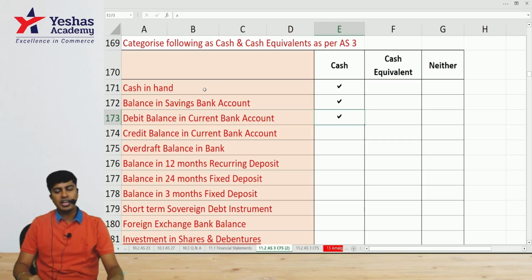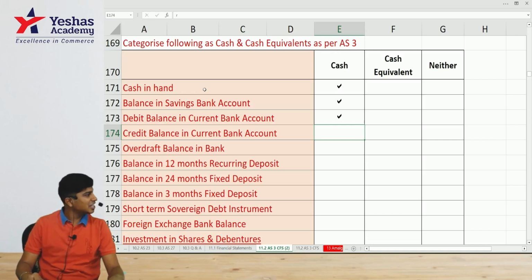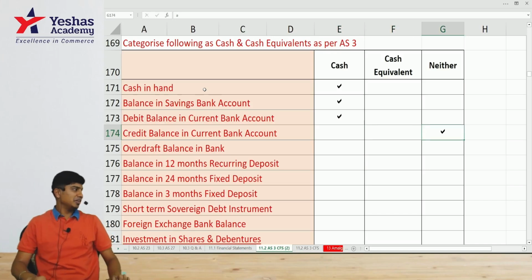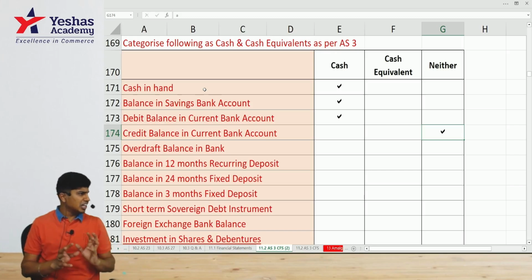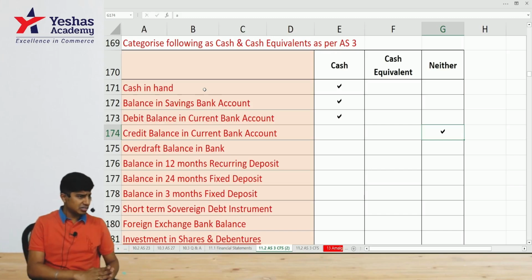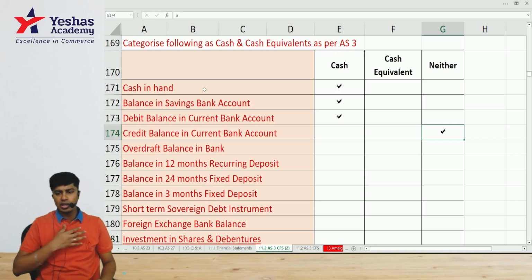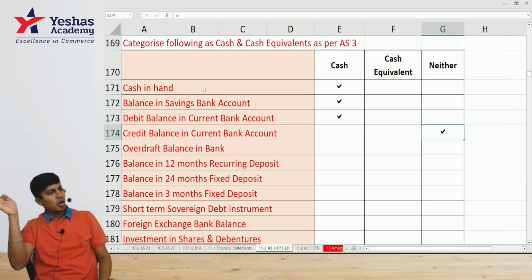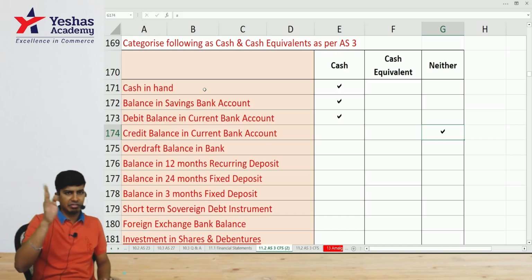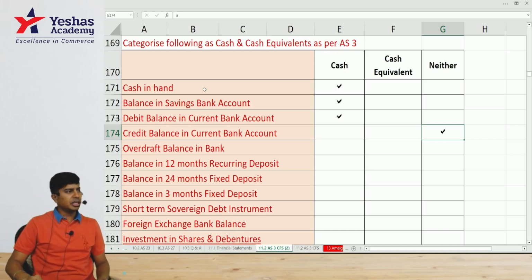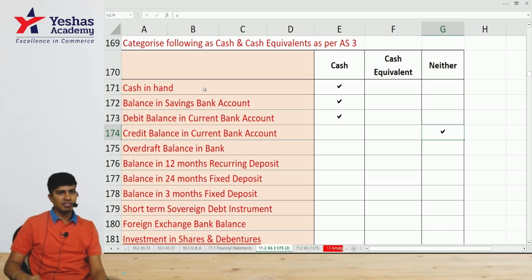Understood? What if you have credit balance in current account? You have overdrawn, negative balance. Cash cannot be negative. It is neither. It is borrowing. But if it is part of your regular cash management, it can be considered as cash. But we'll call it borrowing. We'll write it as a borrowing transaction, specifically in financing activity. I'll teach it. You're going step by step. I won't teach this keeping in mind that I have taught this before. I will teach as if I am teaching for the first time, because you are learning it first.